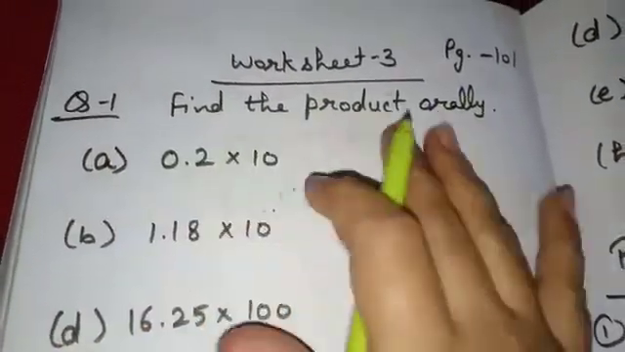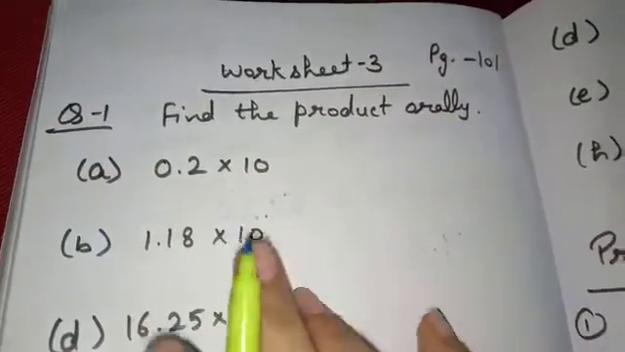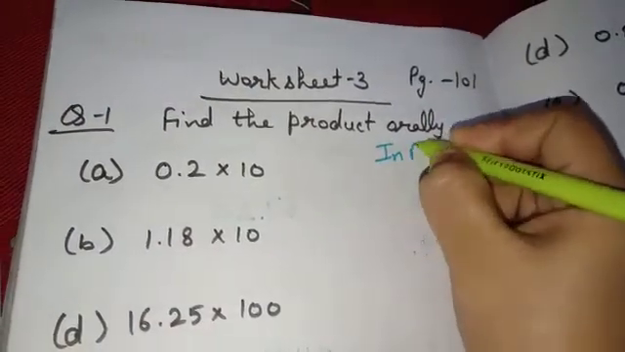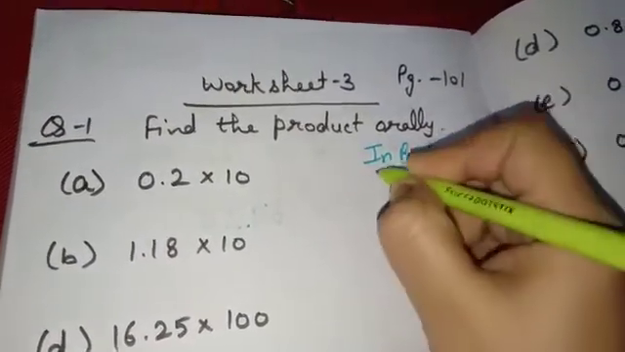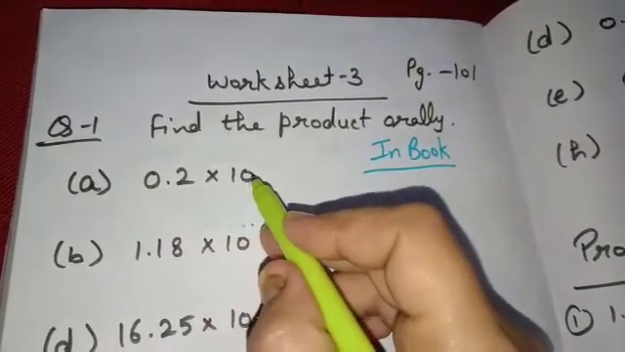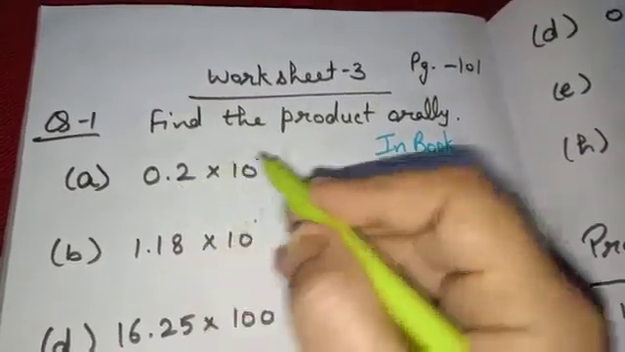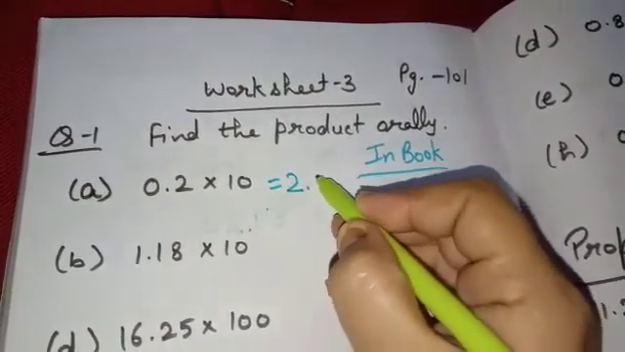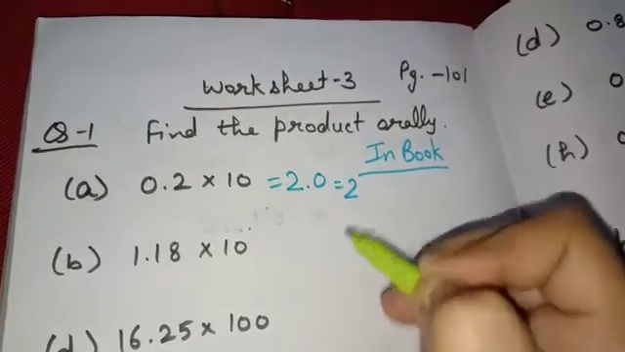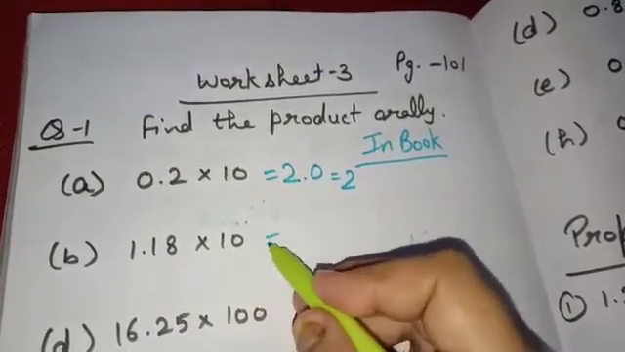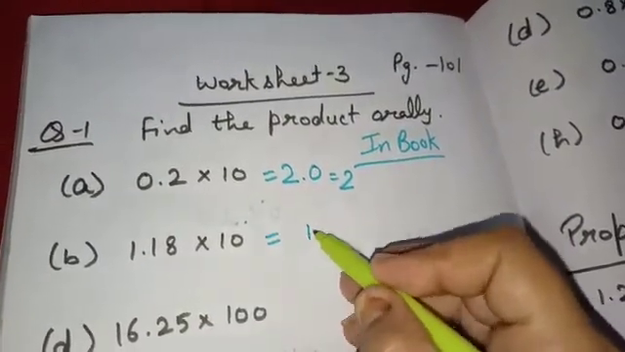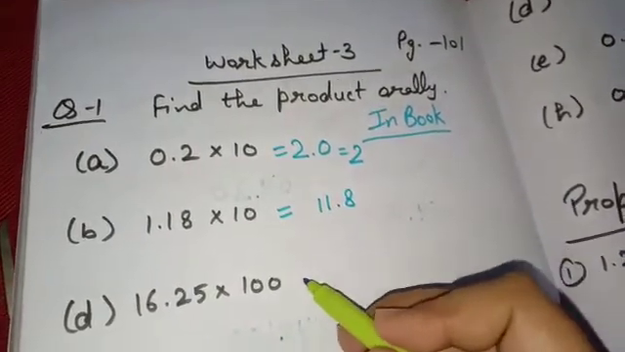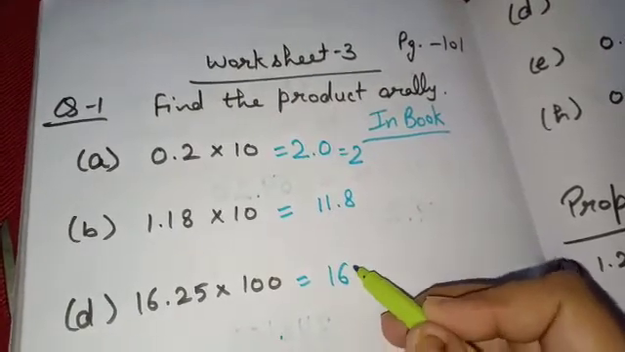Question number 1 is find the product orally. Orally we need to calculate the product. This worksheet we will solve in the book only. A part of the question is 0.2 multiply 10. One 0 is here. The decimal will shift one digit to the right. It means 2.0. So the answer is 2. Here also multiplying by 10. It will shift one digit to the right. It is 11.8. In the same way, multiplying by 100, the decimal will shift two digits.